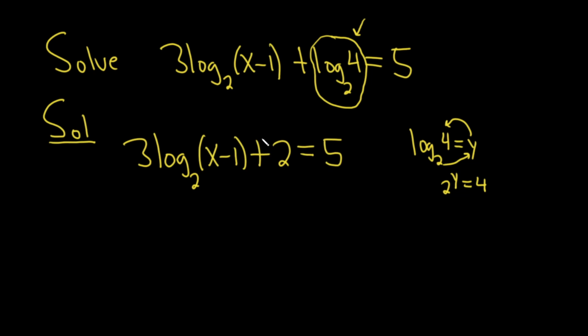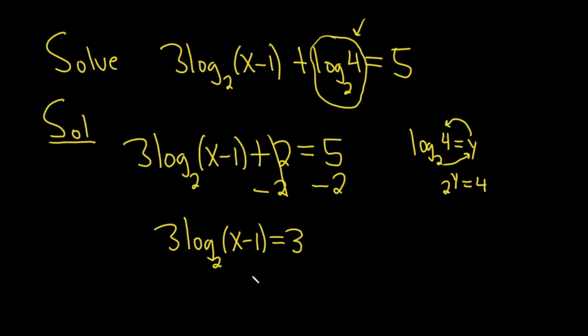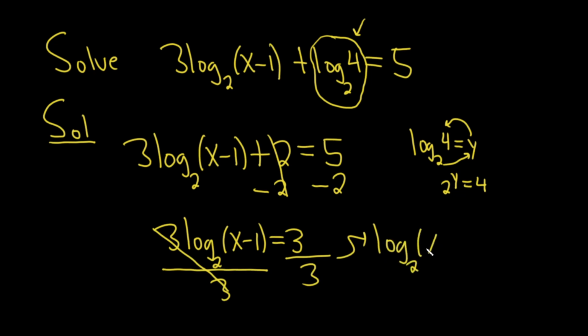And so now we only have one log. And so when we have a single log, the goal is to solve for the logarithm. So we'll subtract 2. So this is 3 log base 2 of x minus 1, and that's equal to 3. And so now we can just divide both sides by 3. So divide by 3, divide by 3. So we have log base 2 of x minus 1, and that's equal to 1.